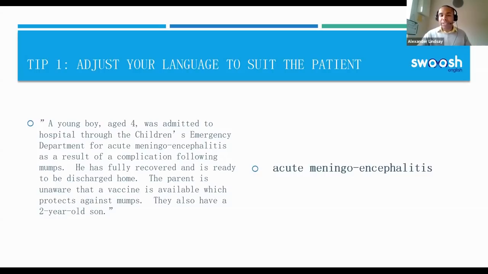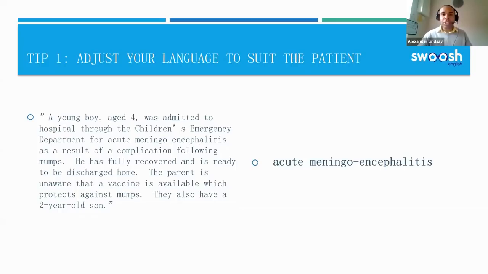So the content of your response must relate to the background and profile of the person with whom you are conversing. And obviously you picked up in this case that the parent didn't know about the vaccine, so absolutely explaining the vaccines and how they work would be an appropriate way of developing the interaction with this patient. So well done, some good responses there. Okay, so that's tip number 1, adjust your language to suit the patient.